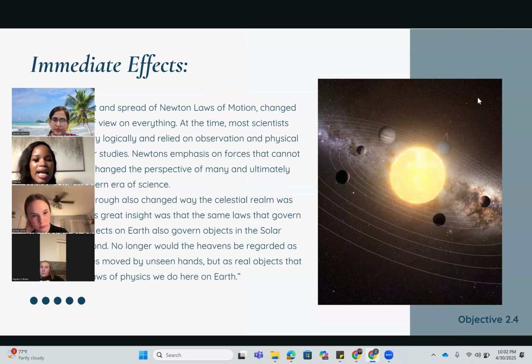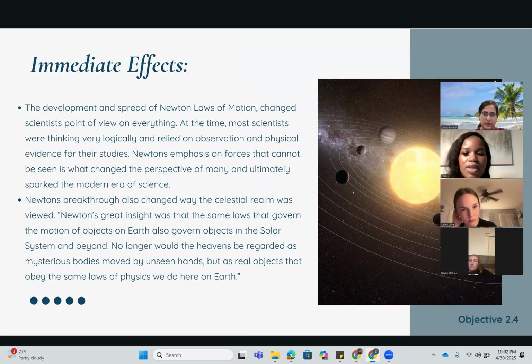Immediate effects. The development and spread of Newton's laws of motion changed scientists' point of view on everything. At the time, most scientists were thinking very logically and relied on observation and physical evidence for their studies. Newton's emphasis on forces that cannot be seen is what changed the perspective of many and ultimately sparked the modern era of science. Newton's breakthrough also changed the way the celestial realm was viewed.